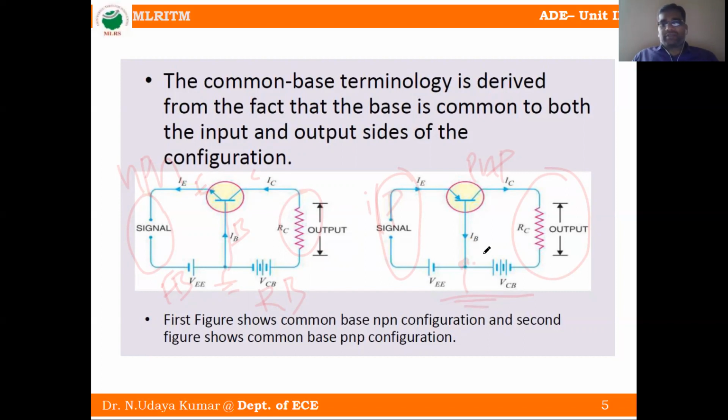Sometimes in exams the questions may differ. They may ask you to explain common base configuration, and sometimes they will ask to explain grounded base configuration. Both are the same. Here the base terminal is grounded, which means it is a grounded base configuration or common base configuration.